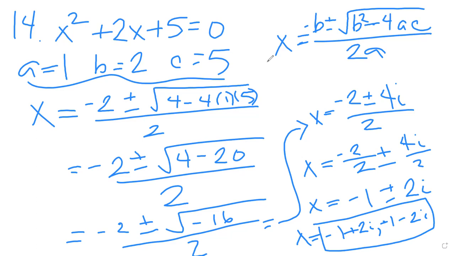Looking back here, we have 4 times a times c. The 4 is in the formula. A is 1 and c is 5. So 4 times 5 is 20. And then we've got a minus, and one of those things was negative. The minus stays.